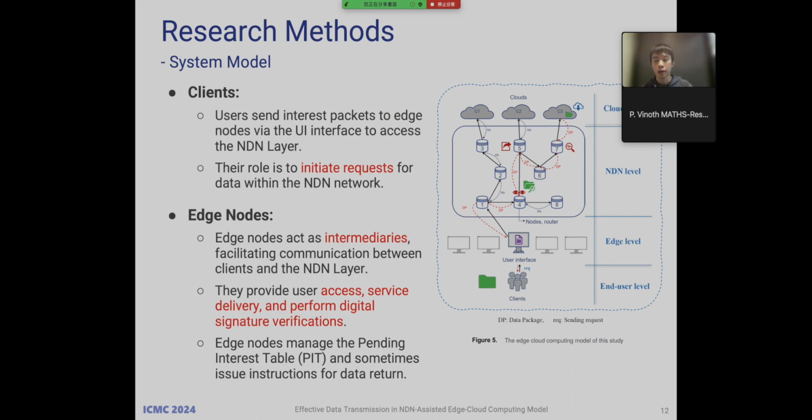So in our system model, we outline the roles of clients, edge nodes, and the Endian layer. Clients interact with edge nodes to access the Endian layer, where data packets are named, authenticated, and managed, ensuring efficient and secure data retrieval processes.